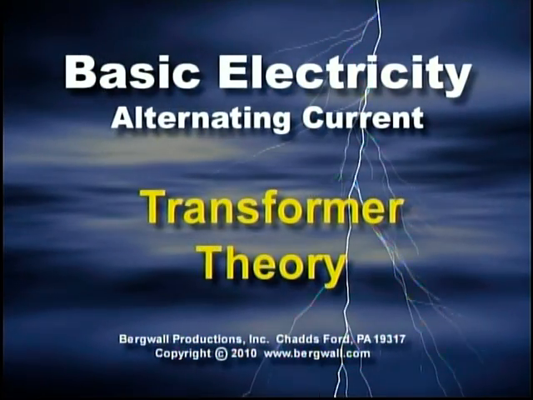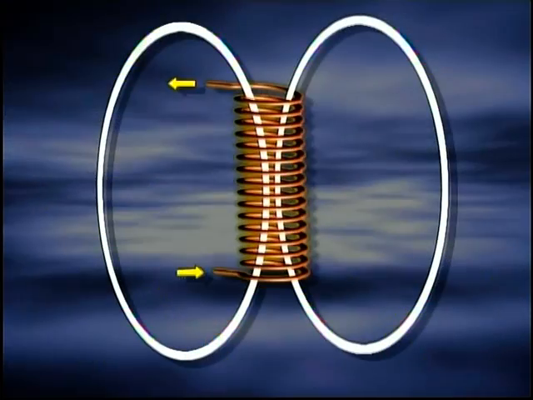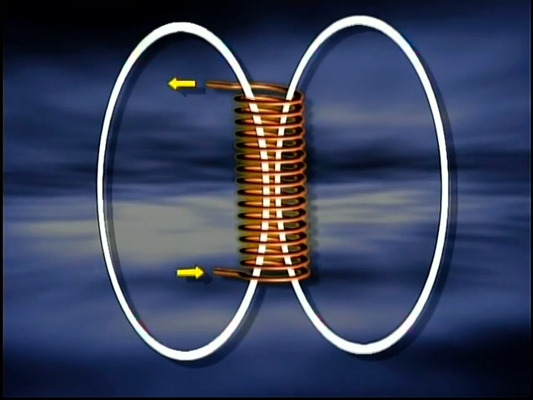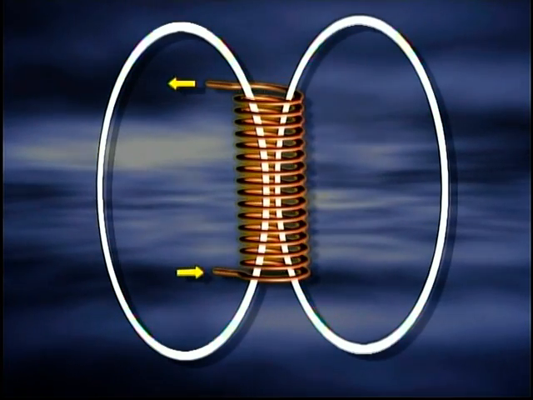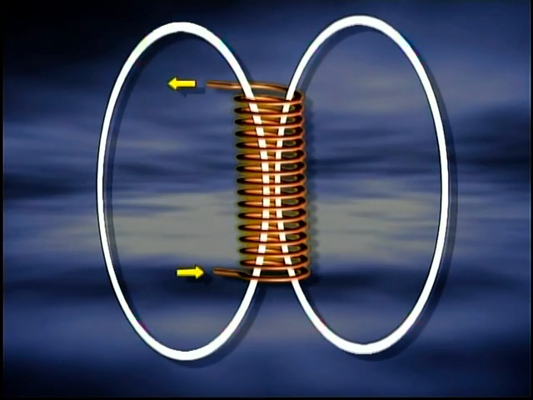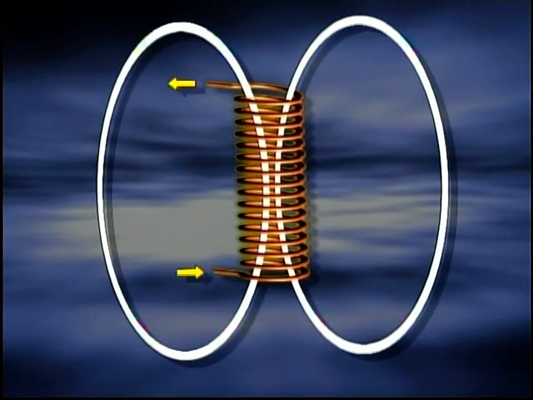When AC flows through a coil, an alternating magnetic field is generated around the coil. Since the alternating magnetic field must cut through the turns of the coil, a counter EMF is induced in the coil which opposes the change in current flow.